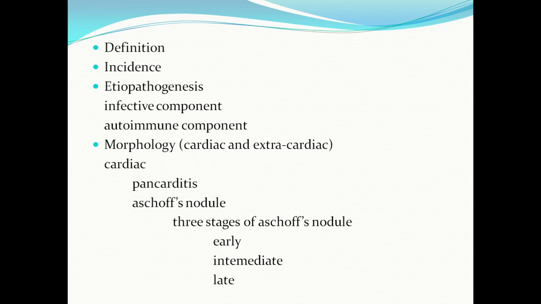So again I repeat these slides of subheadings. First, definitions, incidence. Etiopathogenesis divided in two parts: infective and autoimmune. Morphology, which is divided in two parts: cardiac and extracardiac. In cardiac, the major is pancarditis, and the hallmark of pancarditis is Aschoff's nodule, and this Aschoff's nodule is divided in three stages: early, intermediate, late.